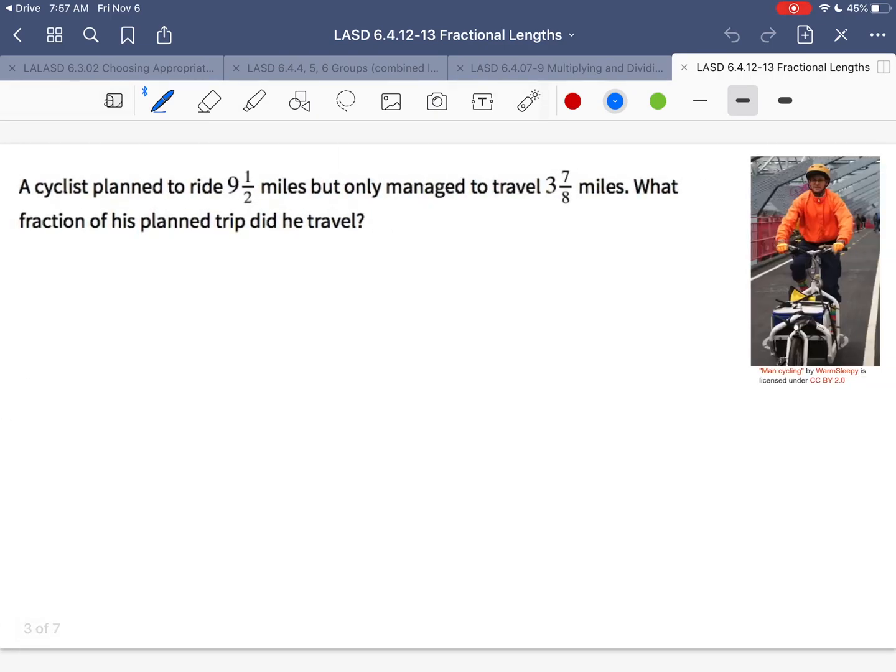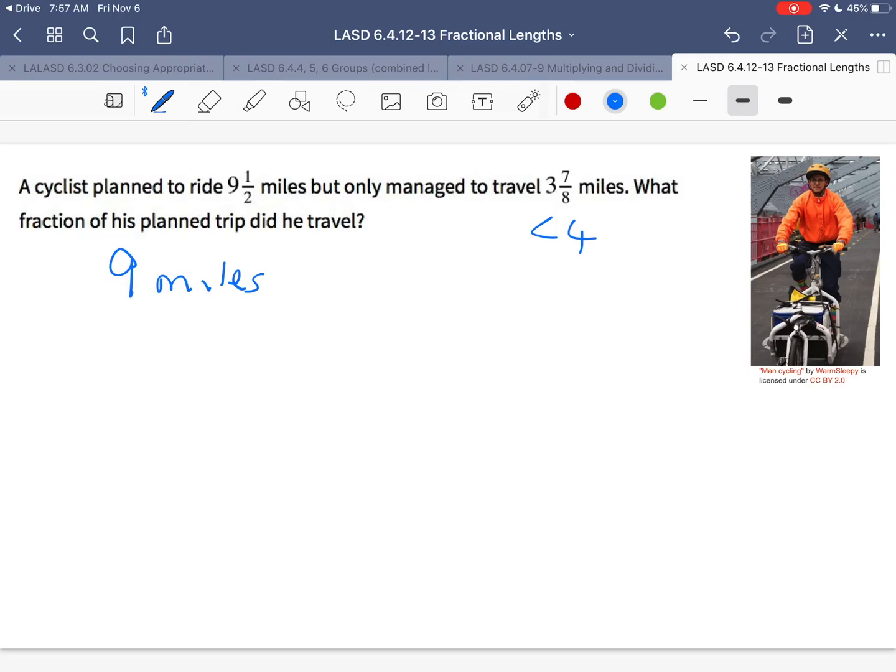So here we have a cyclist who planned to ride 9.5 miles, but only travelled 3 7/8 miles. What fraction of his trip did he travel? So the first thing I want to do is estimate what my answer will be. So he wanted to travel about 9 miles and he travelled less than 4 miles.